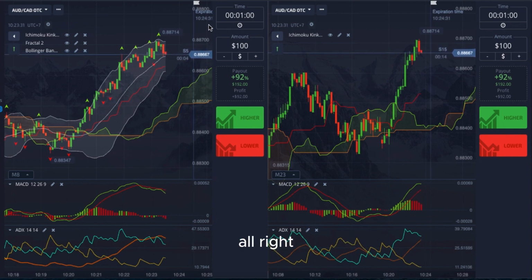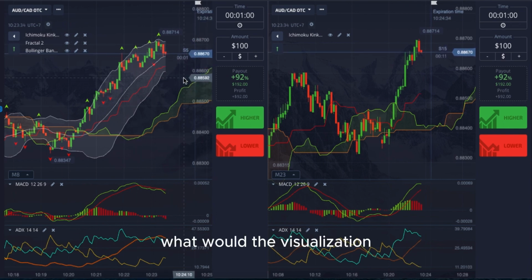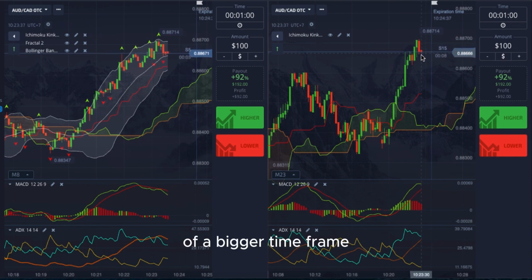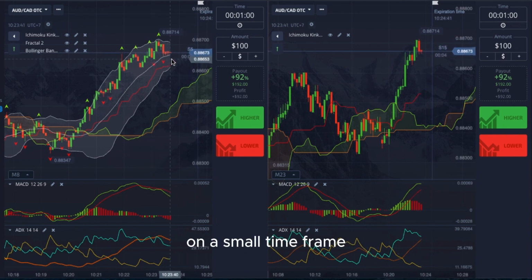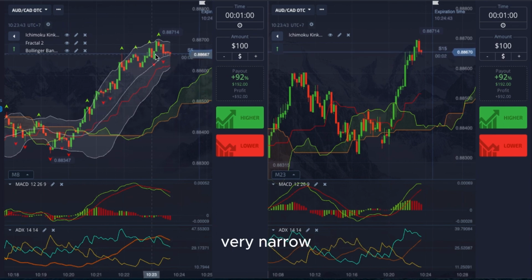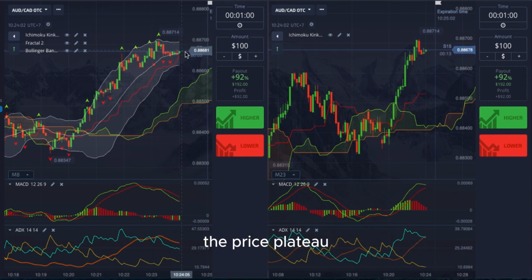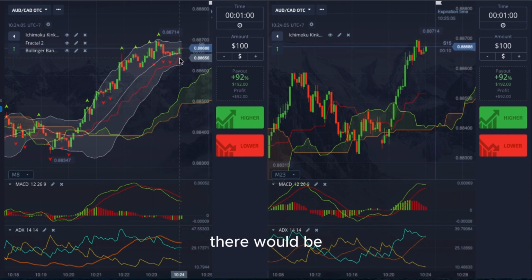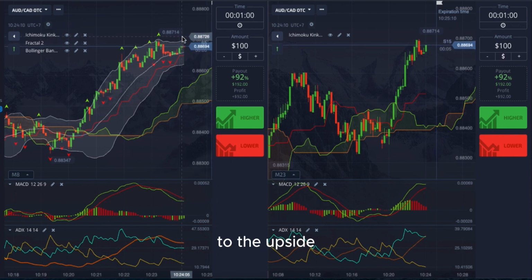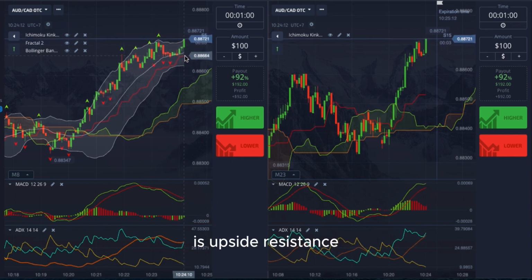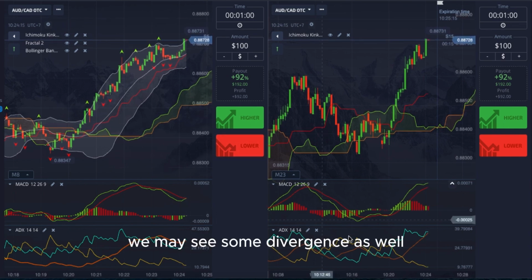All right, what would the visualization of a bigger time frame reversal look like on the small time frame? When the price action has been very narrow, which I said is low percentage, we will see that manifesting as a constriction of the Bollinger Band, like there'll be a price plateau, and then the Bollinger Bands would constrict around the price plateau, and then there would be some resistance to the upside that we're seeing right now is upside resistance. We may see some divergence as well.